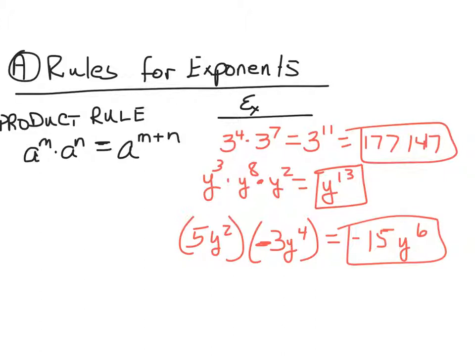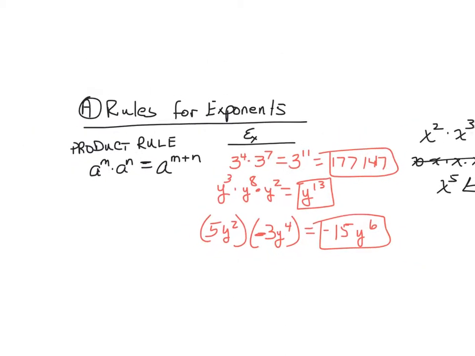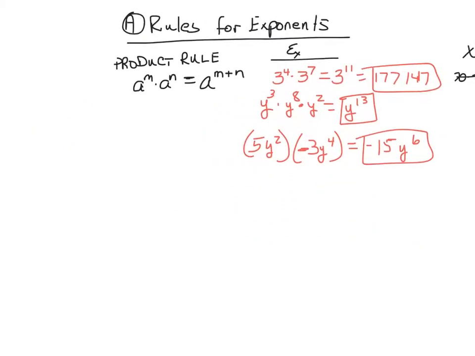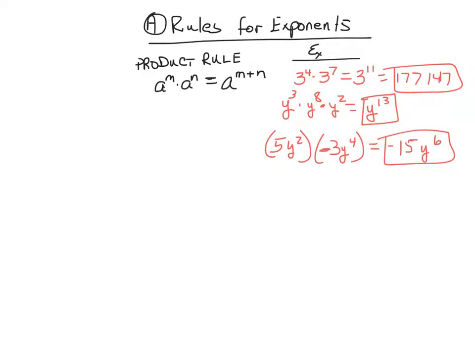Aaliyah. So if we have one with the exponent on the outside, would you multiply the exponent? We'll get to that. Okay, so we know what to do when we're multiplying and the bases are the same. We're going to add the exponents. Okay, the product rule, ladies and gentlemen. Very good.